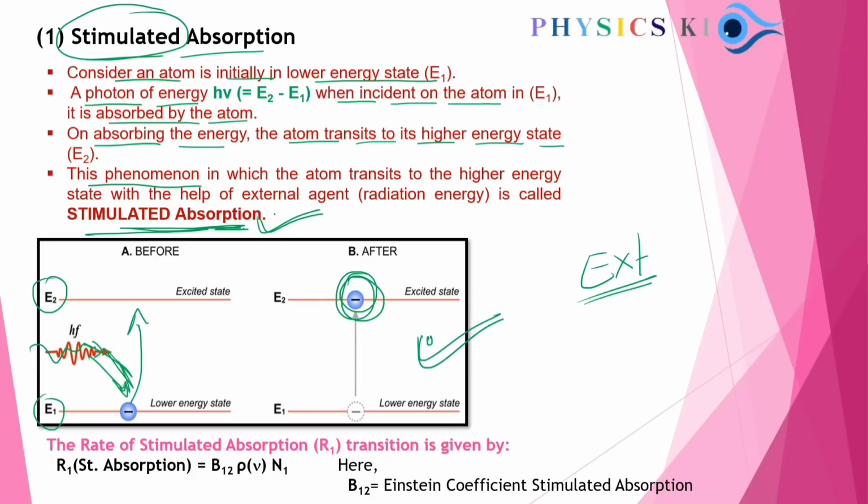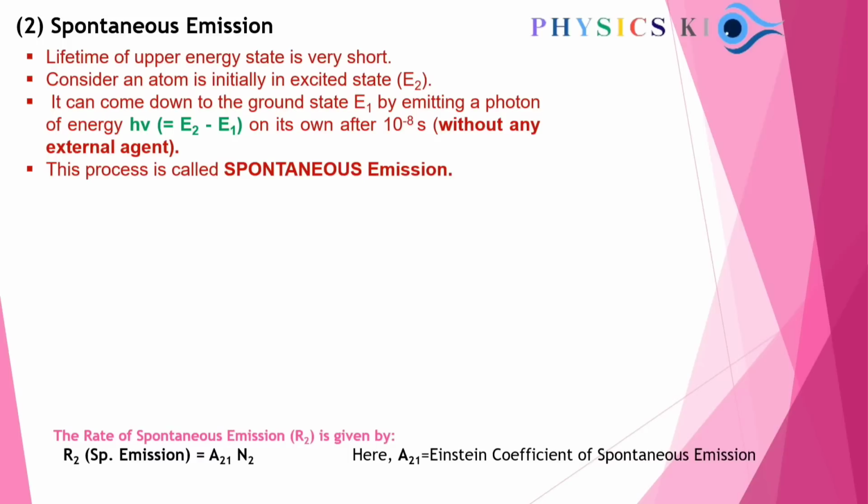So this is the same thing. And the rate of stimulated absorption is what? R1 is equal to B12 rho V and N1. N1 means how many atoms are present here. Rho V means whatever external light density. And B12 is your Einstein coefficient of stimulated absorption. Got the idea? Second thing is spontaneous emission.